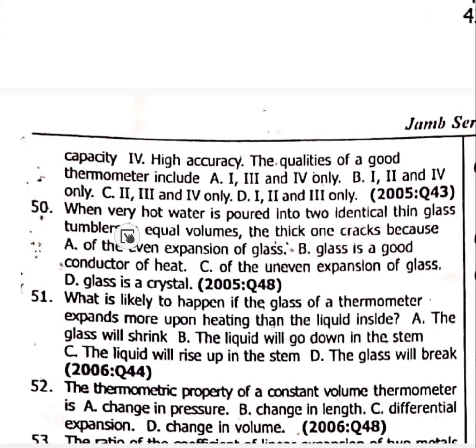No waste time. If you go back, go list them out in your notes. You say qualities of a good thermometer. Put I, put II, put IV.